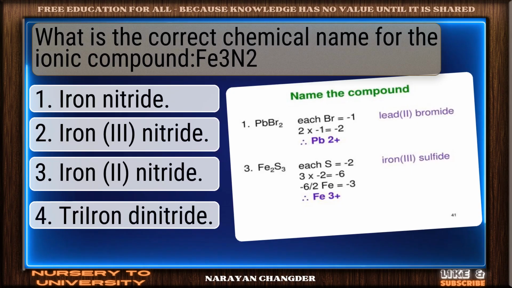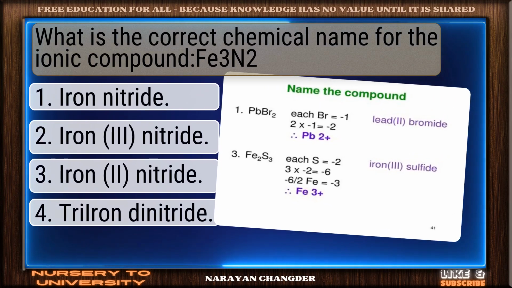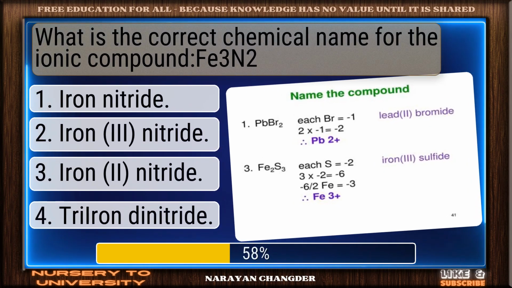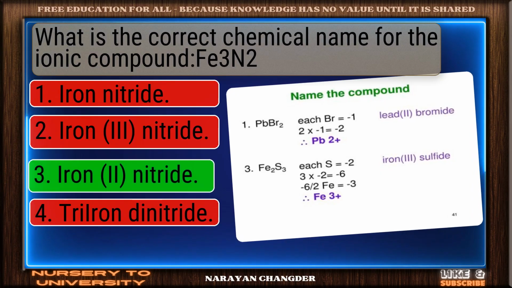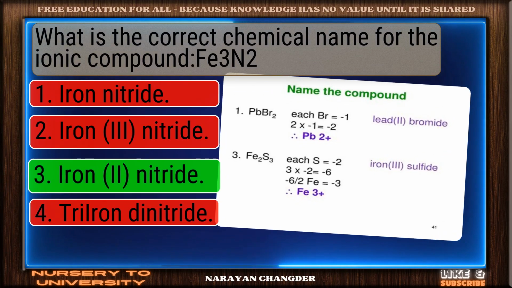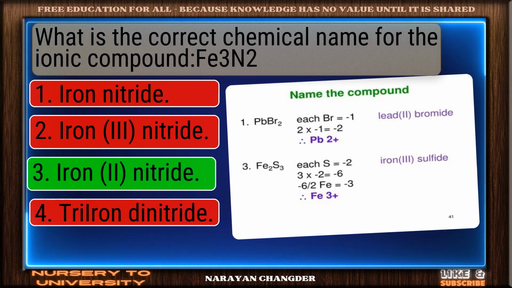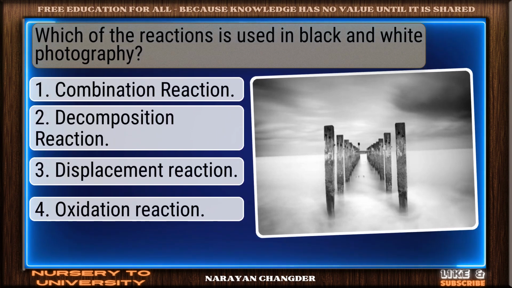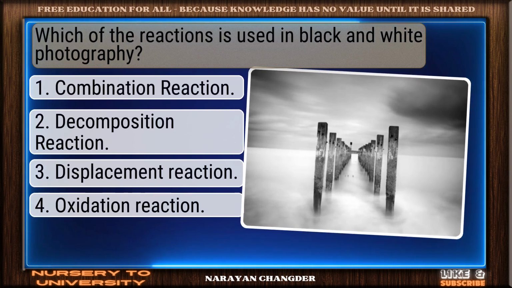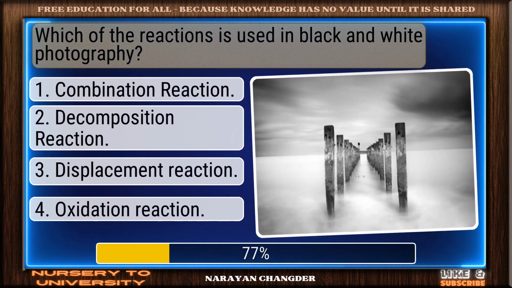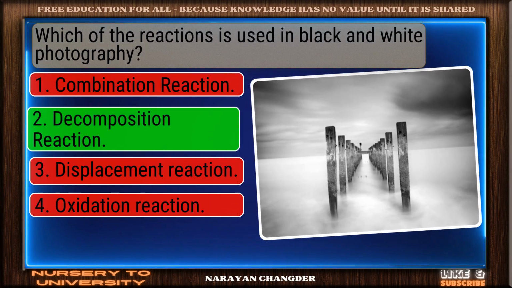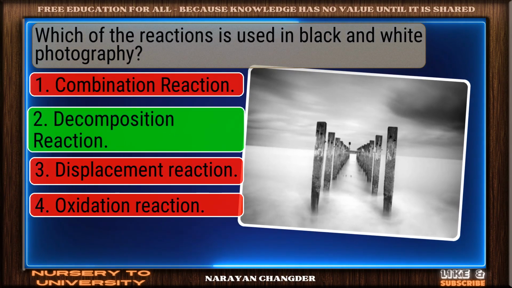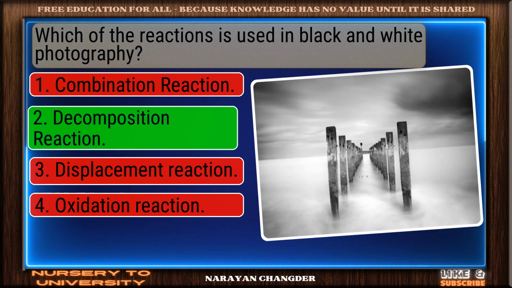What is the correct chemical name for the ionic compound FeN? Good job. Your answer, iron nitride, works well here. Which of the reactions is used in black and white photography? Smart move. Decomposition reaction is an accurate answer.